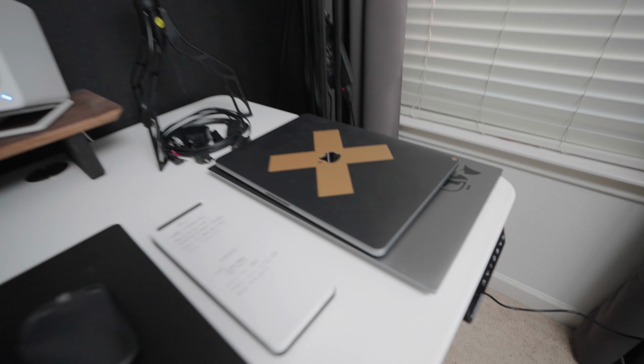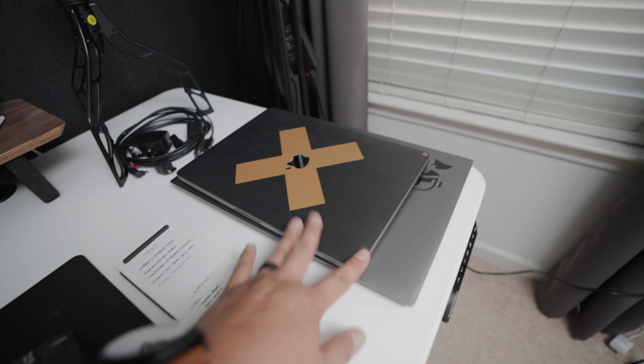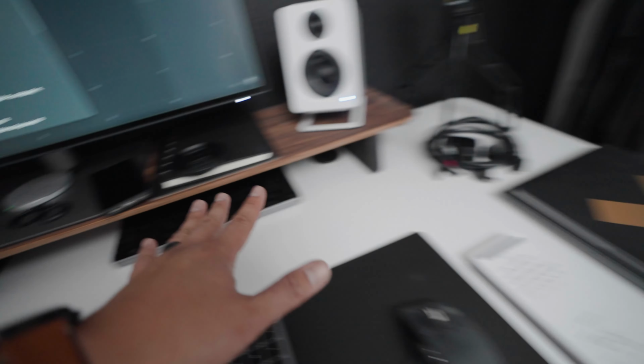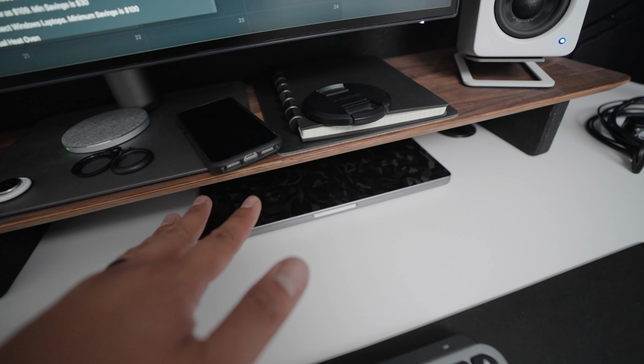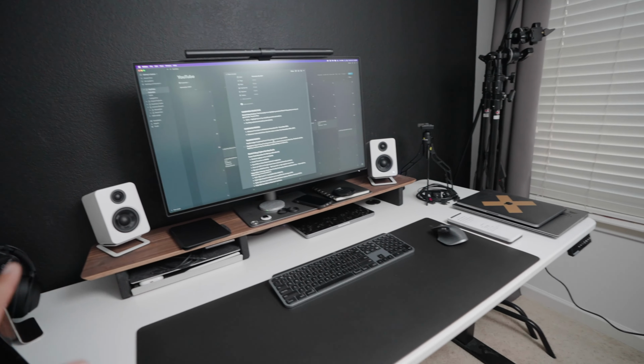Now, I used to have two laptops. I have the M1 MacBook Pro and the Dell 5750. I may sell these because I don't need them anymore because this laptop is so powerful. And I love that this one laptop just kind of simplifies my entire editing workspace.